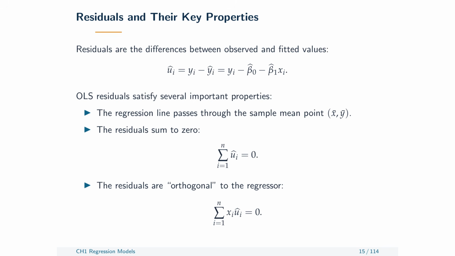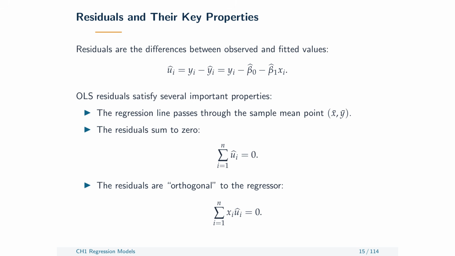For observation i, the fitted value is beta 0 hat plus beta 1 hat times x for observation i. The residual is observed y minus that fitted value. Residuals are therefore observable after estimation. They provide a sample-based picture of what the fitted conditional mean leaves unexplained.